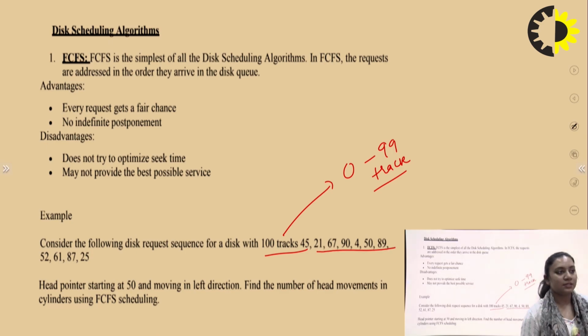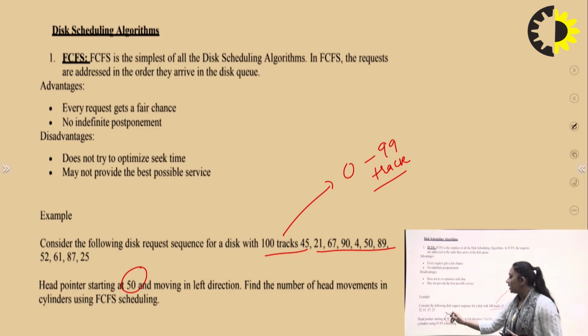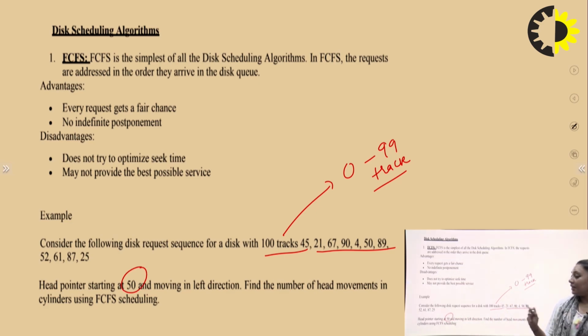The disk sequence was given. Next, we have the sum. The question also gives the starting point: the starting point of the head is 50, and we need to move in the left direction. Here we need to find the head movements in cylinders for FCFS. We need to calculate this.